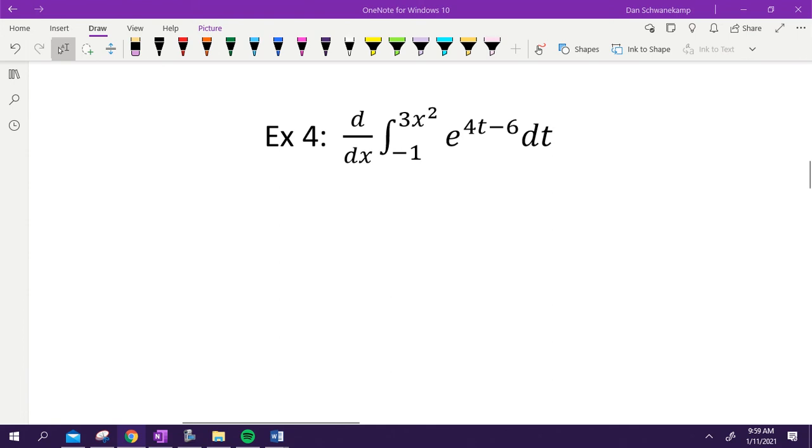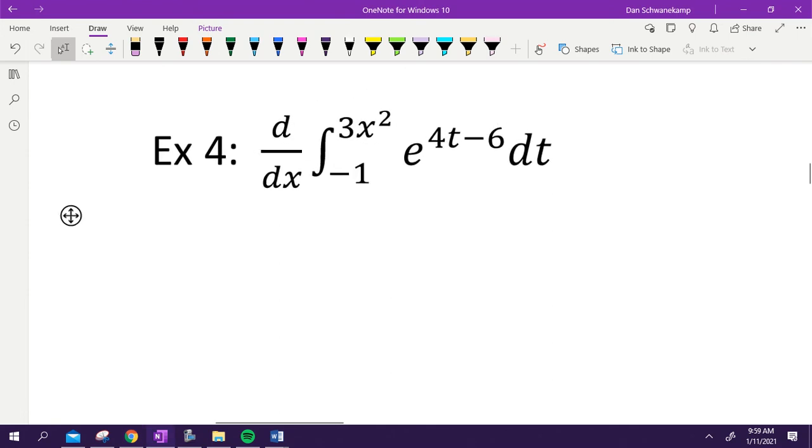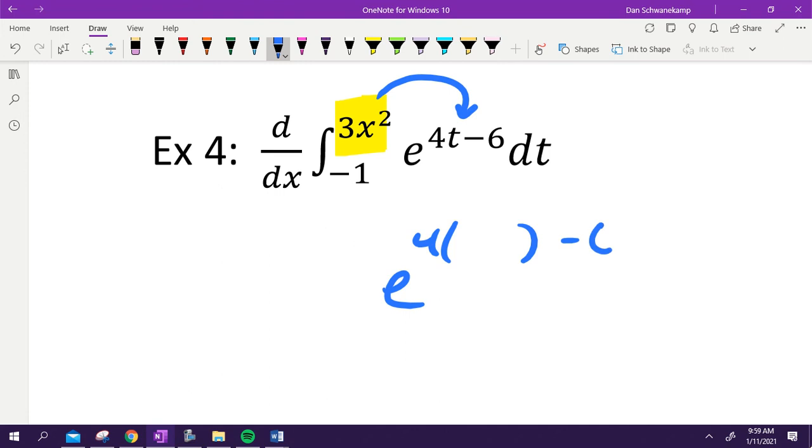Here we go. Derivative of an integral. So if we're taking a derivative of an integral, we want to make sure that x is on top. We're good there. Okay, so Dylan, what'd you do with that 3x squared? You're going to plug it in. So we get e to the 4 times minus 6. He's plugging in a 3x squared. And then you're going to multiply by that derivative. What is the derivative of 3x squared going to give me? 6x. Done.